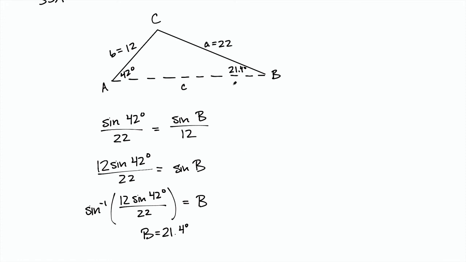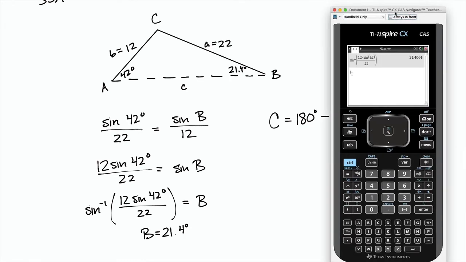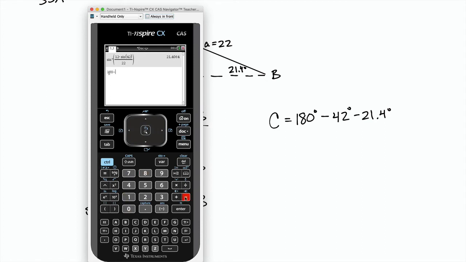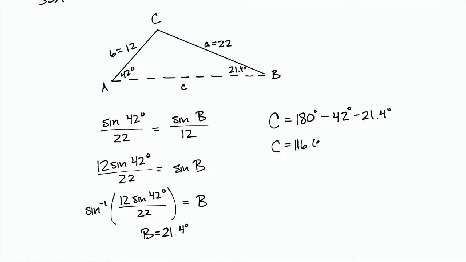All right, now notice that I have two angles now. And once you've got two angles of a triangle, you can get your third angle. So our angle C, we know that the sum of the angles is 180, so we do 180 minus those two angles that we know, 42 degrees minus 21.4 degrees. Let's go ahead and just type that into our calculator real quick. 180 minus 42 minus 21.4. And we get 116.6 degrees. And that's my third angle C.